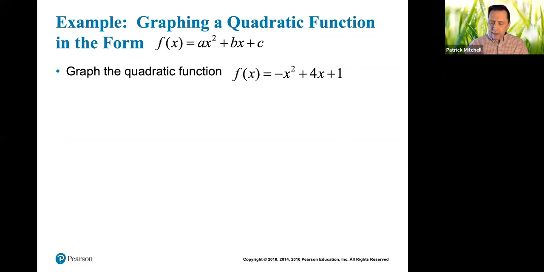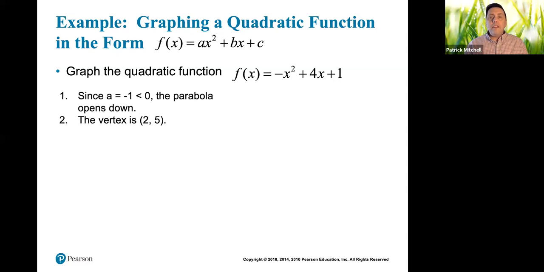So here is the next example. We're graphing the quadratic function f of x equals negative x squared plus 4x plus 1. Once again, a is negative 1, which is, of course, a negative number, so the parabola opens down. The vertex is 2, 5. There are a couple things here that I'm going to explain on the tablet, and then we'll come back and look at the graph.